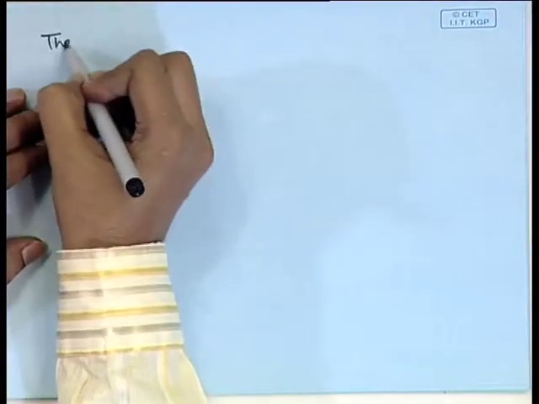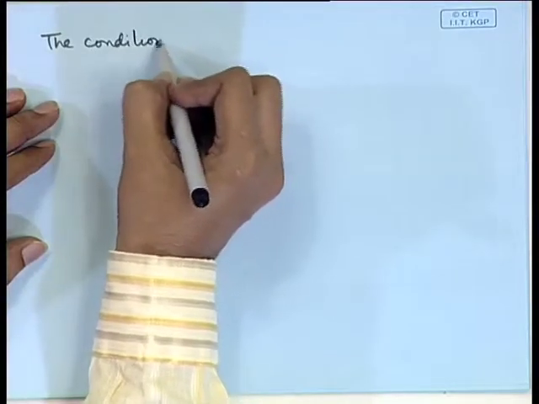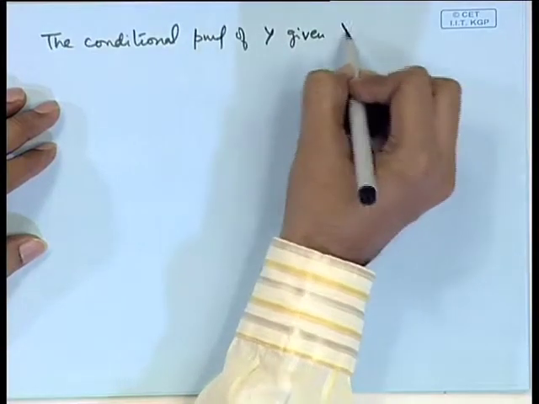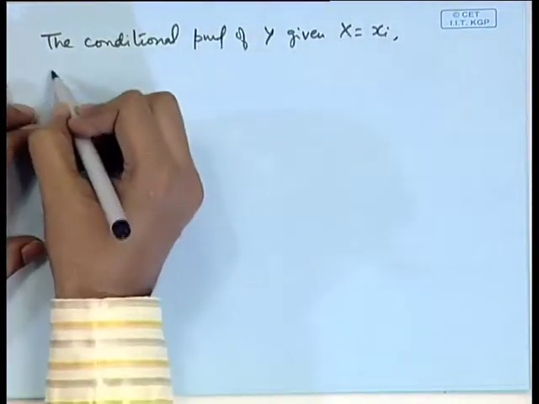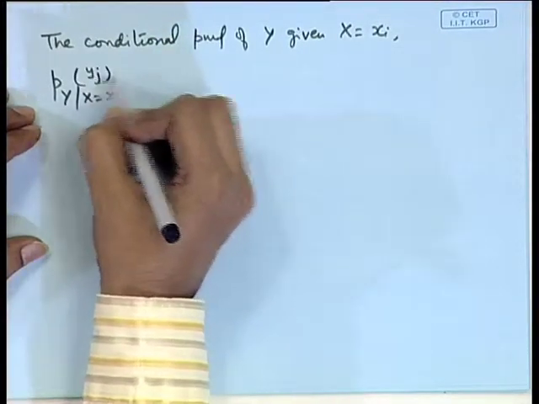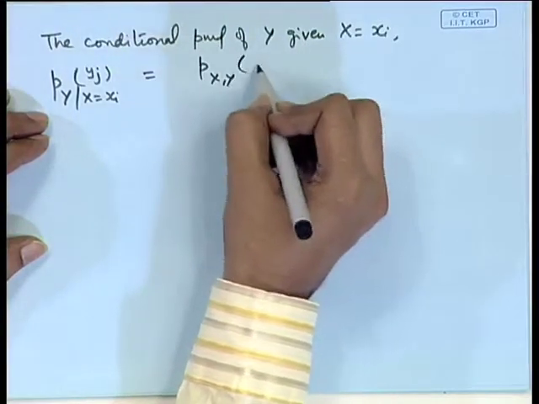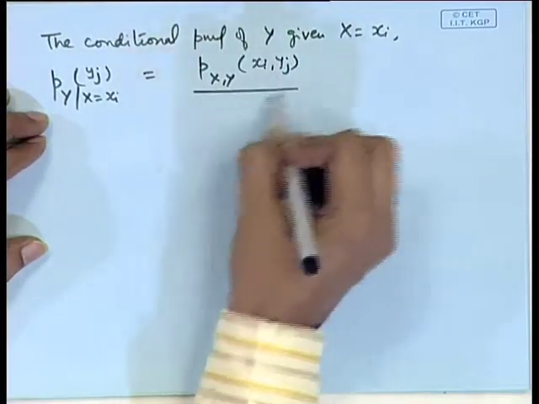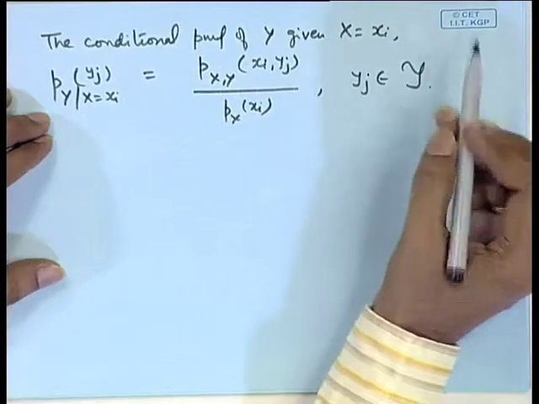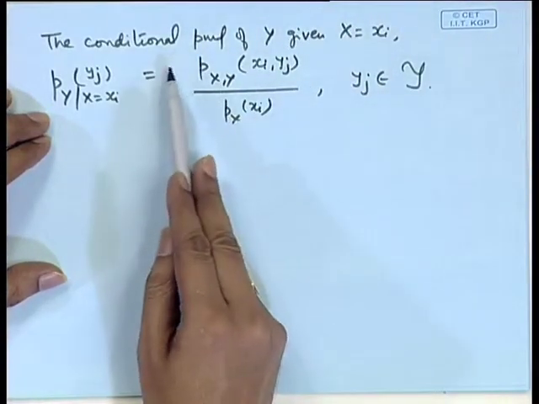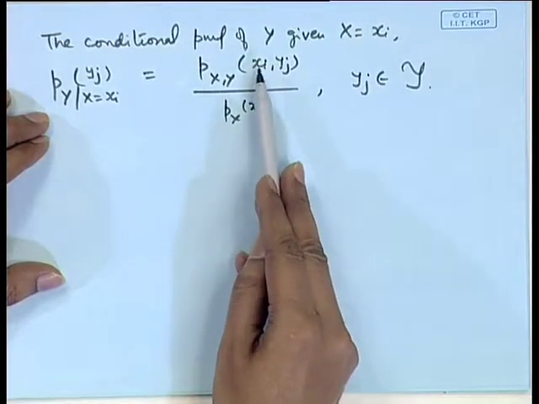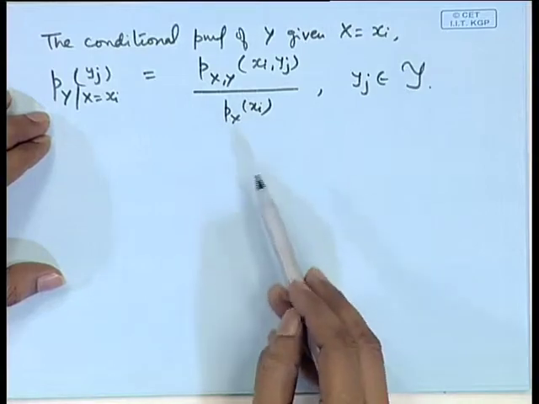Similarly, the conditional probability mass function of y given x is equal to x i, that is p of y given x equal to x i at the value y j, is defined to be the joint distribution divided by the marginal distribution of x i, for values of y j over y. Once again you can see that it is a valid probability distribution. If we sum over the values of y j, the numerator here will become p x of x i, which is the same as the denominator. So, it will give the value 1.